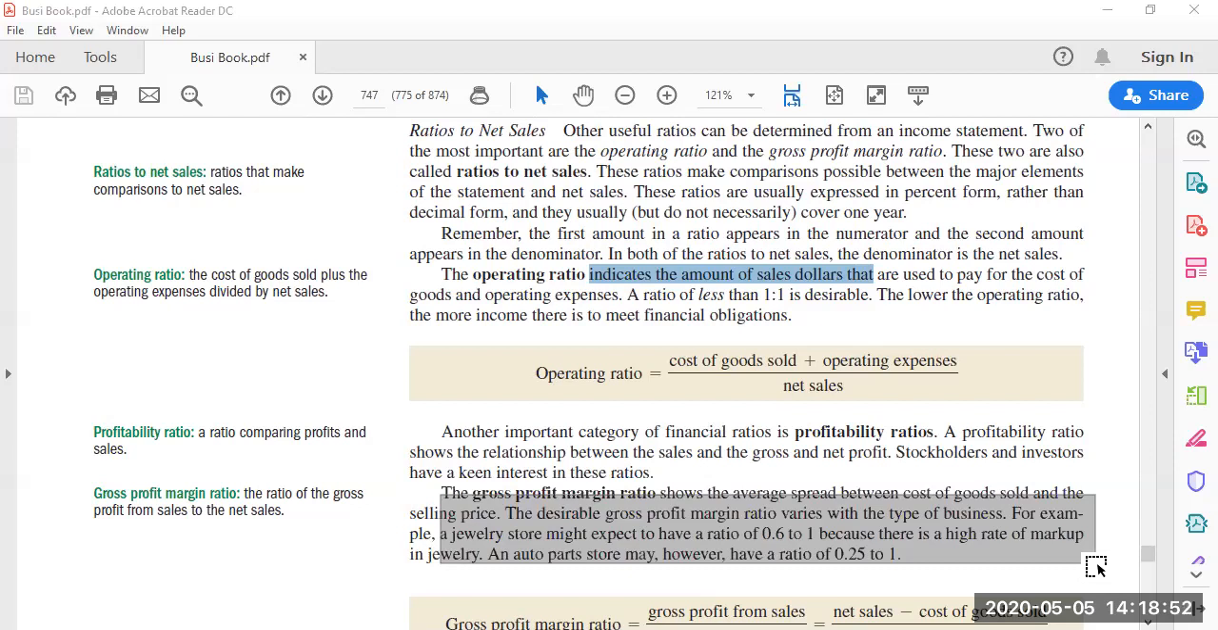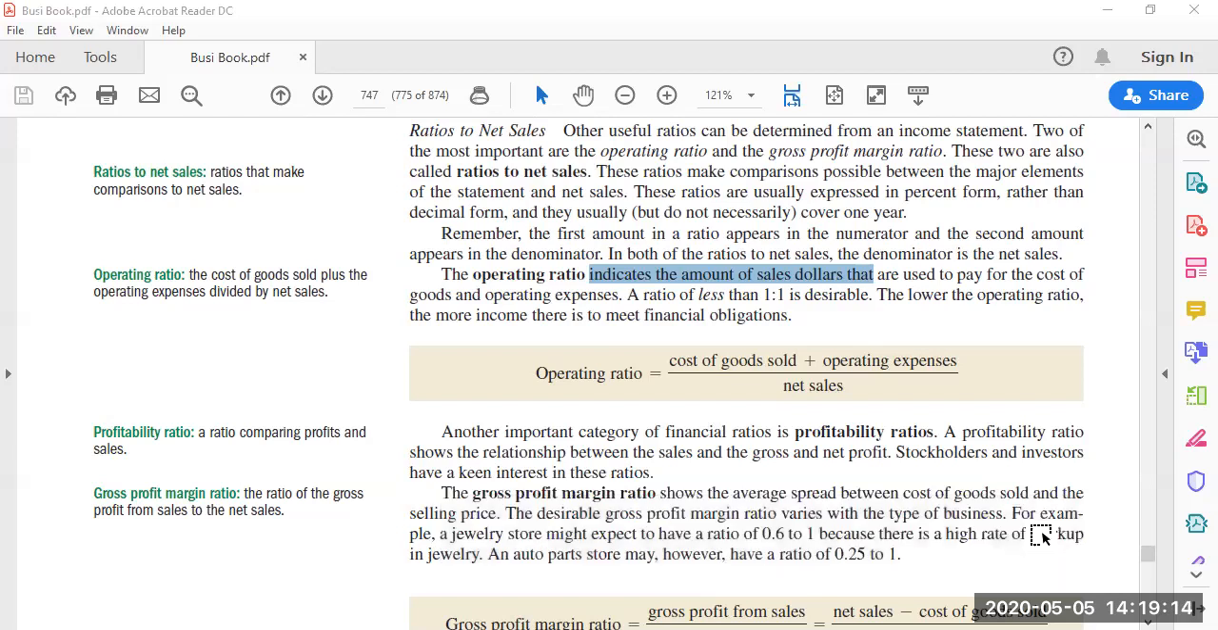And in this example here, they say a jewelry store might expect to have a ratio of 0.6 to 1 because there's a high rate of markup in jewelry. An auto parts store, however, might have a ratio of 0.25 to 1. It's a different type of business, a different type of industry. So this profitability ratio here, gross profit margin, will be different based on the industry.